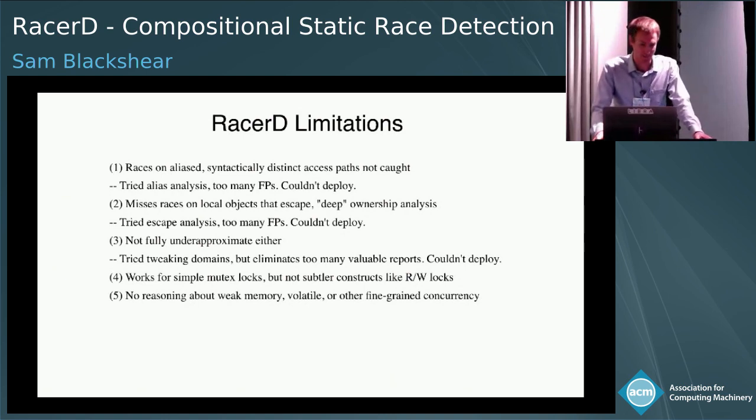There are lots and lots of limitations of RacerD. In particular, if there are races on aliased access paths that are syntactically distinct, we're going to miss them. We tried to mitigate that, but it didn't work. Similarly, we don't do any sort of escape analysis. This ownership thing is very conservative. If you have local objects that escape, we'll still think they're owned, and we won't report them. We're not fully under approximate. We tried a slightly different domain setup where it was, but then we lost too many reports.